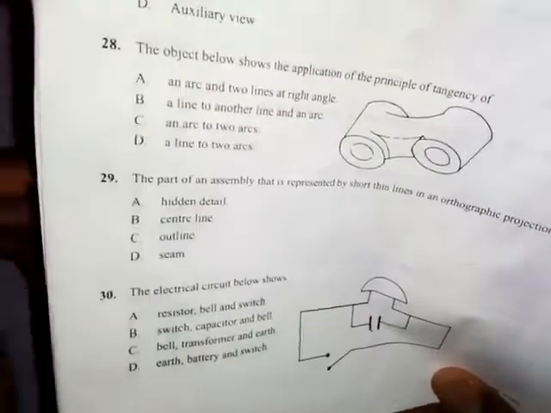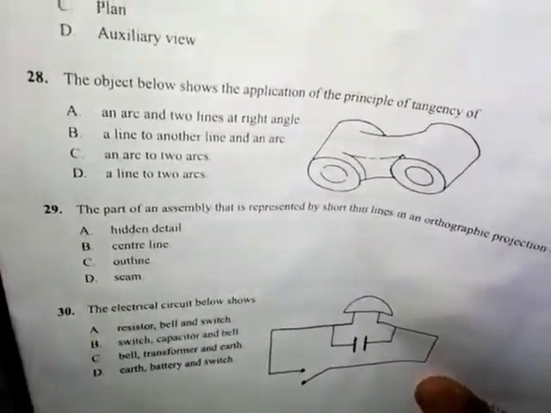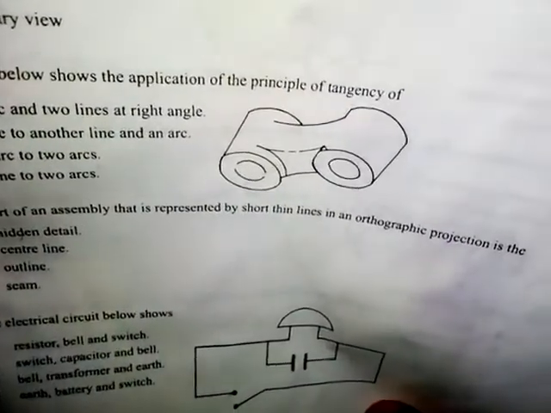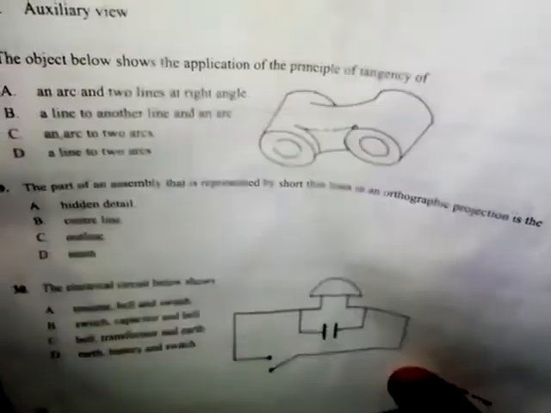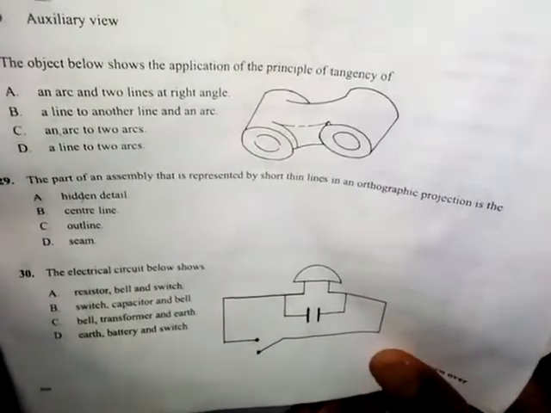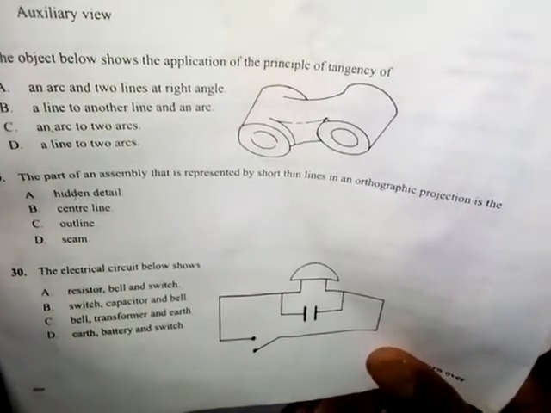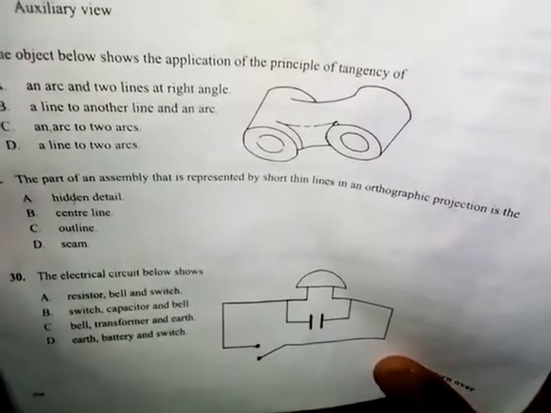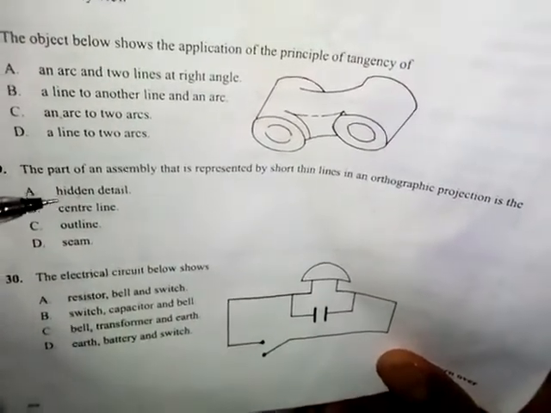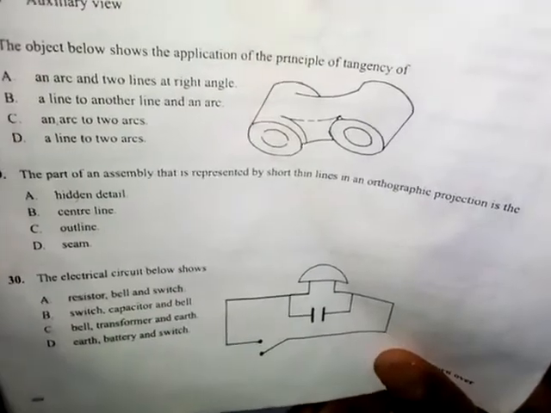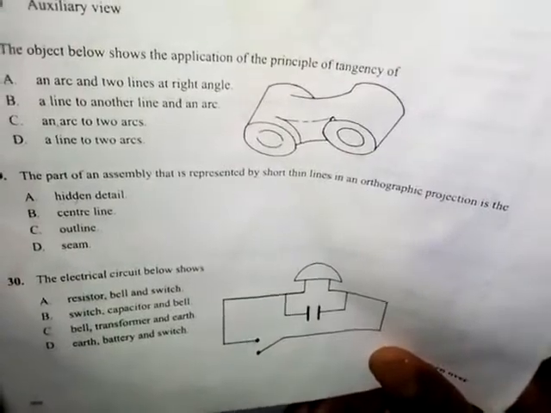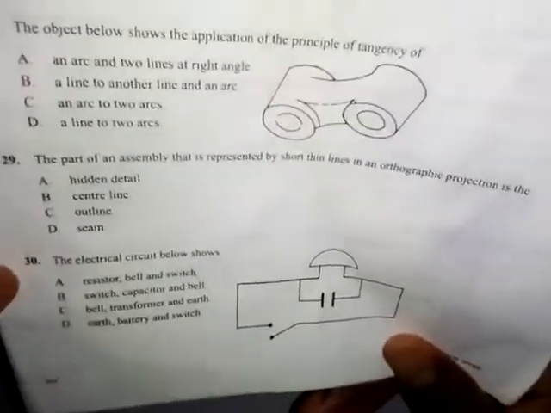So question 29. The part of an assembly that is represented by short, thin lines in an orthographic projection is, option A is the correct answer. We call it hidden detail. So the part that is hidden from us, we represent it with short, thin lines or short dashes line. So take note of that.